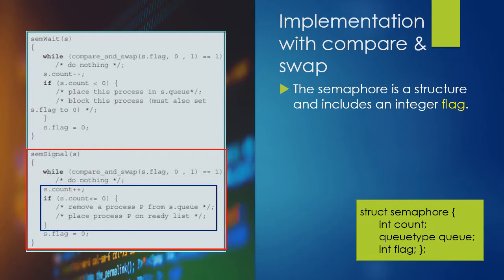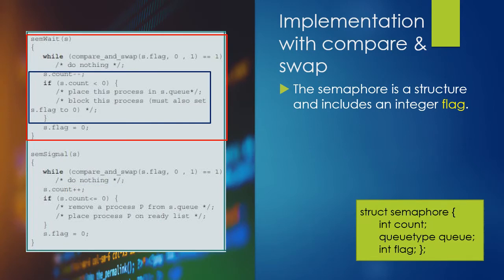The critical section is indicated by the blue box in which count and Q of the semaphore are being modified. As long as flag is not 0, the semSignal function keeps busy waiting, comparing flag with 0. When flag is 0, it swaps flag with 1. Compare and swap returns the old value of flag, and the function comes out of the loop to increment count. If count is less than or equal to 0, it unblocks a process from the semaphore's queue. After this, it sets flag to 0.